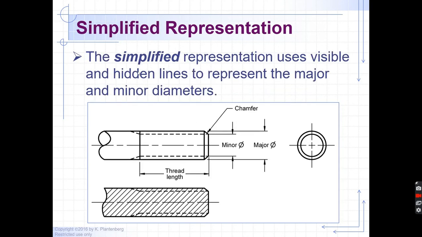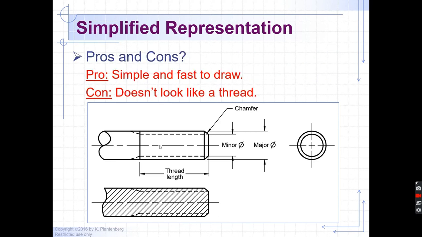A simplified representation uses visible and hidden lines to represent the major and minor diameters. Simple as that. Okay, here is a standard view. Here is a section view. You normally do not section screws, but if you did, it would look like that. Okay, this by far is the fastest and easiest to draw. The con is it doesn't look like a thread, but everyone knows that that represents a thread. There shouldn't be any problem with that.